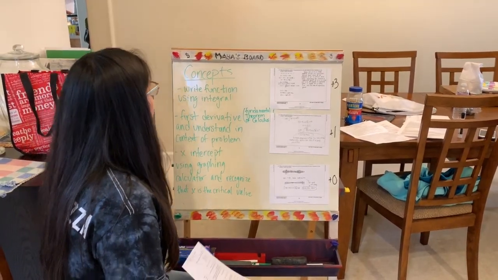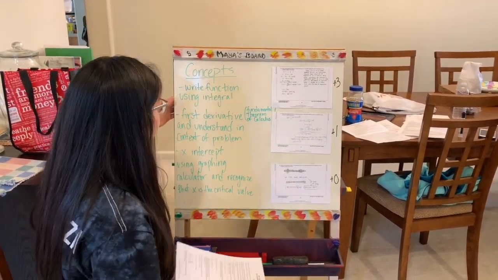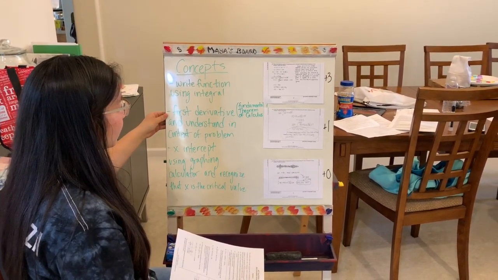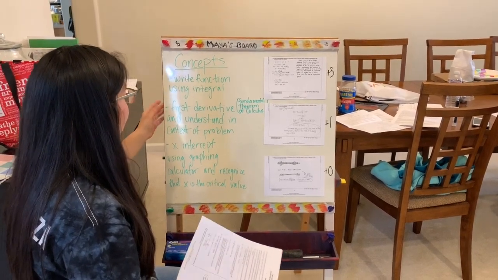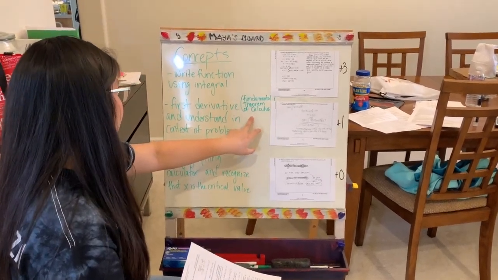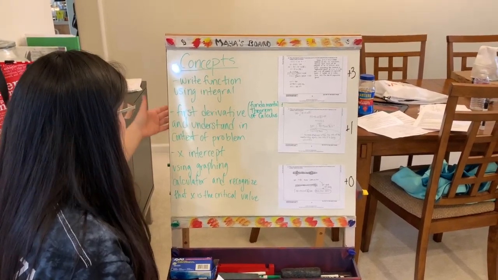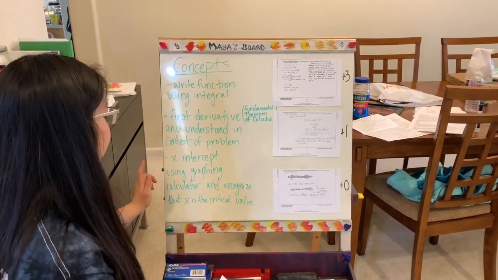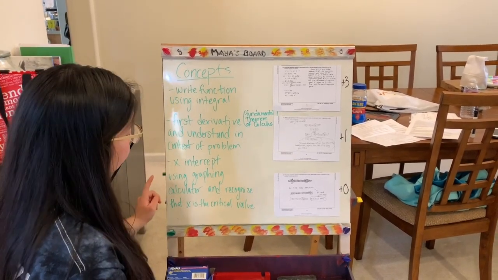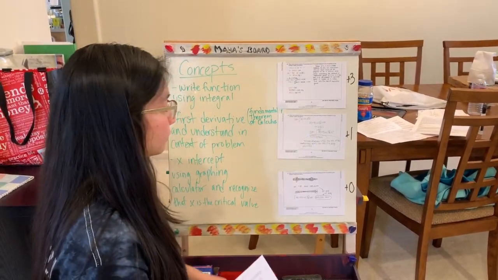So some key concepts you need to know to solve problem D is to know how to write the function using an integral. The second concept would be to be able to find the first derivative and know that taking the first derivative of an integral includes the fundamental theorem of calculus, and understand what the first derivative means in the context of the problem. The third concept is finding the x-intercept using the graphing calculator, and then understanding that the x-intercept in the context of this problem means that the x is the critical value.